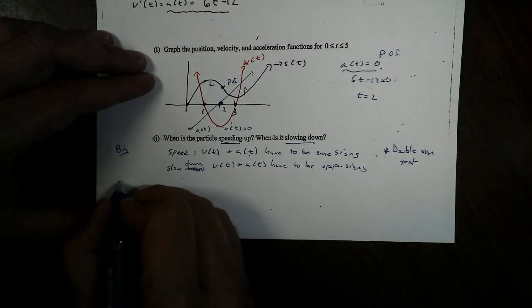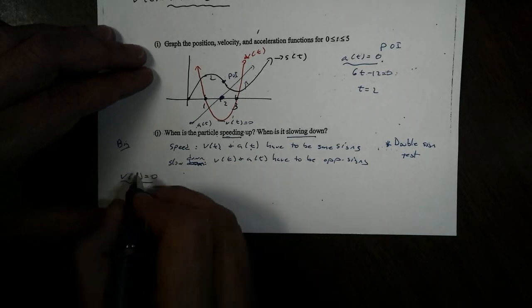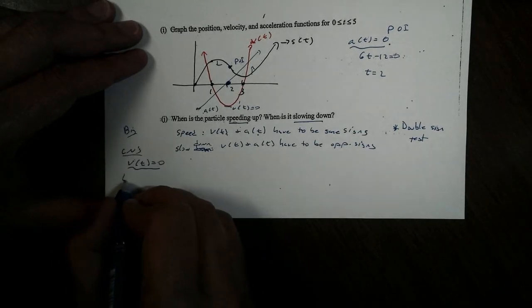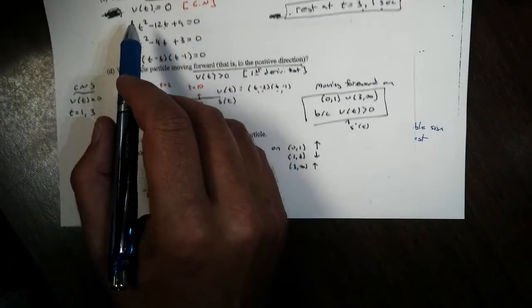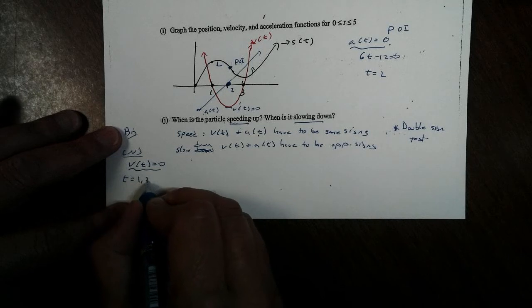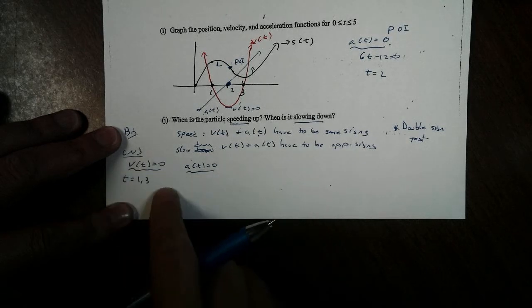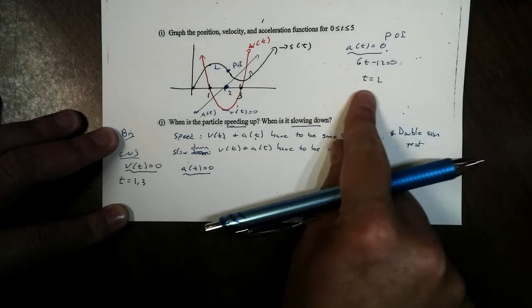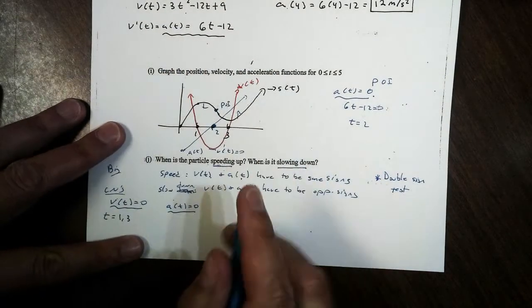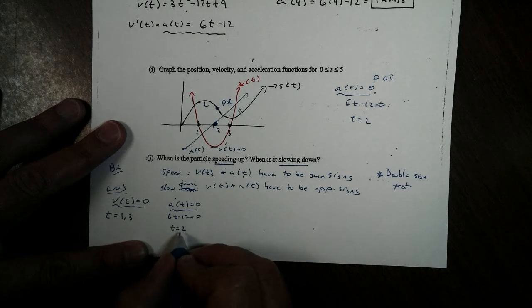So let's see what that looks like. The first thing we need is our critical numbers for velocity, where v of t equals 0. We already have that from part C: when is the particle at rest? We said they were at t equals 1, t equals 3. We also need the critical numbers for acceleration. Where is acceleration 0? I got that when I found my point of inflection. I take my acceleration, 6t minus 12, set that equal to 0, and t is 2.